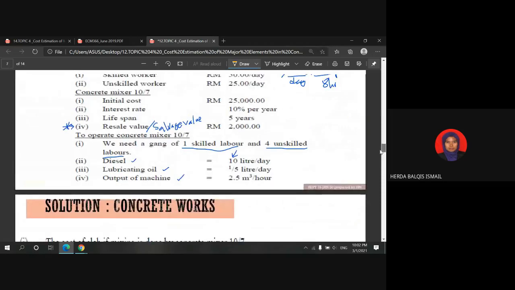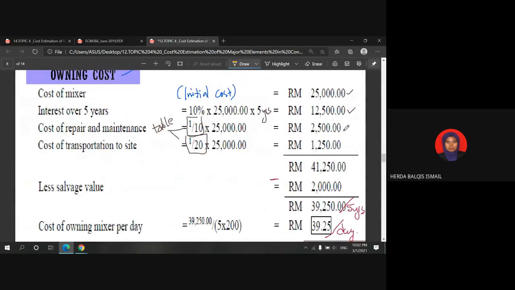Alright, so we get the value 2,500 for the repair and maintenance cost and 1,250 ringgit for the transportation cost. So we total up these components, and you will get the total cost, which is 41,250 ringgit.